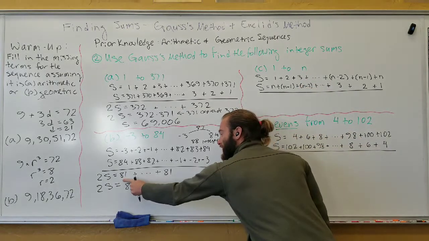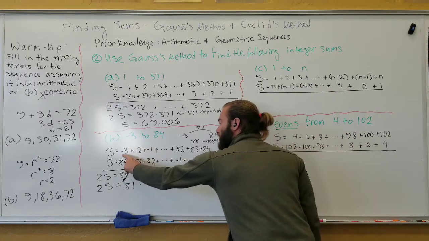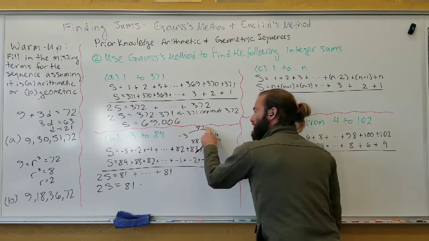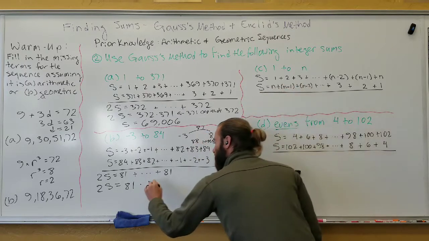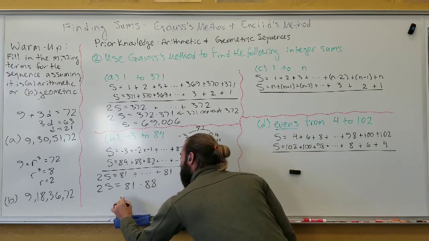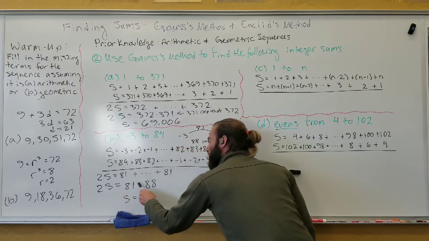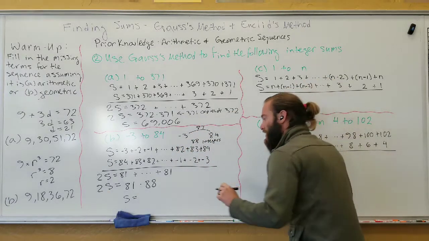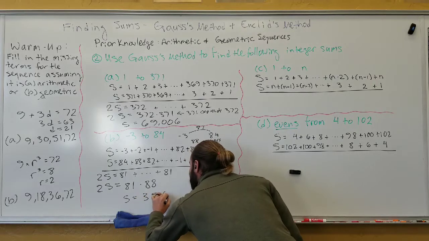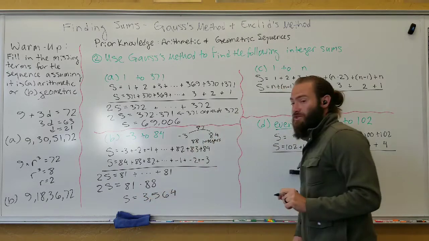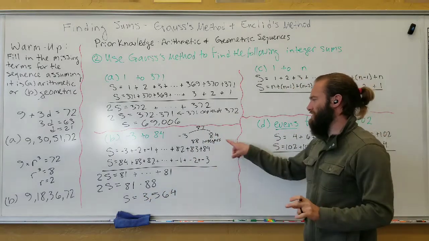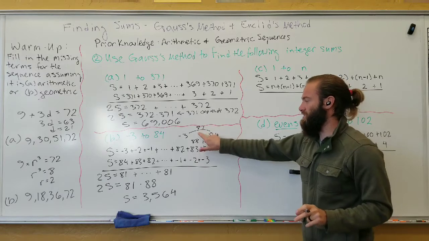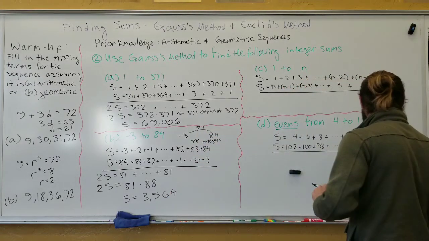So how many 81s are there here? Well, if we went from negative 3 to 84, and there's a distance of 87, there's 88 integers. So it's 81 times 88. And therefore, S is equal to 81 times 88 over 2. And I did that one as well. It's going to give me 3564. So you can go ahead and check that. The one thing you may have missed, like I said, is accidentally thinking there's 87 of those instead of 88.